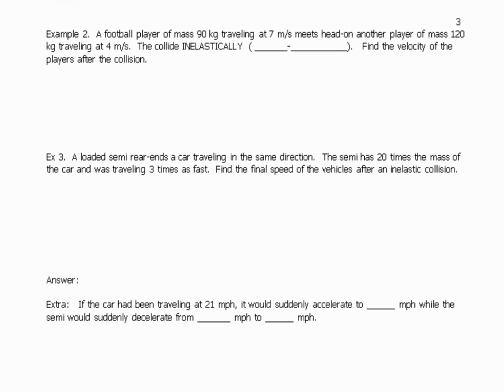So we're in physics unit 6 and we're talking about momentum, and we're working with the law of conservation of momentum. So we're at the top of page 3 and we're starting example 2. A football player of mass 90 kilograms is traveling at 7 meters per second and meets head-on another player of mass 120 kilograms traveling at 4 meters per second.